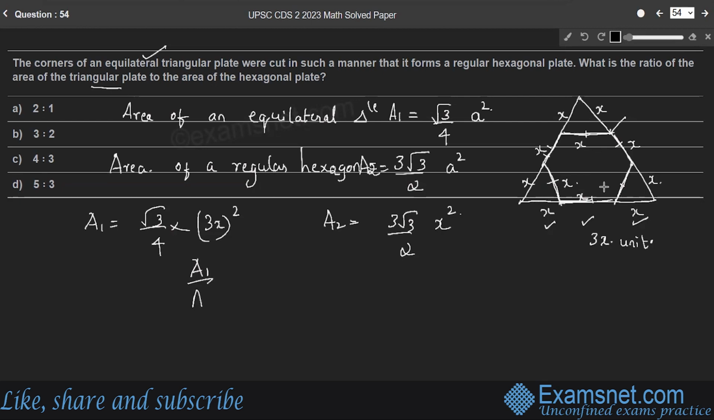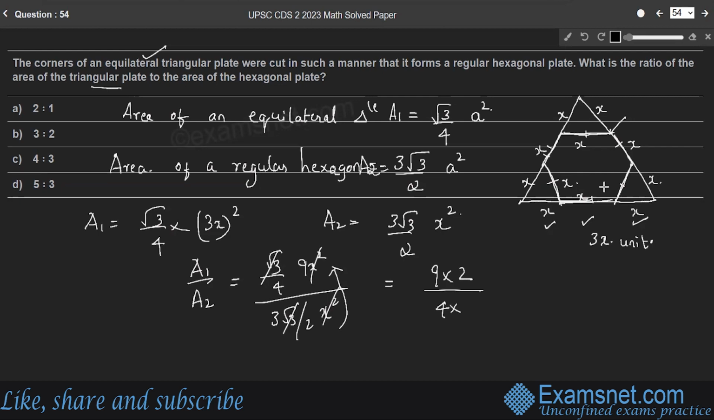Therefore, A1 by A2 is root 3 by 4 into 3x whole square, which is 9x square, divided by 3 root 3 by 2 x square. So we can cancel x square and x square, and root 3 and root 3 get cancelled. So 2 goes to the numerator. We have 9 into 2 in the numerator and 4 into 3 in the denominator. So 3 into 3 is 9, 2 into 2 is 4. Therefore, 3 is to 2 is the ratio of their areas, right? The area of the triangular plate to the area of the hexagonal plate is 3 is to 2. Option B.